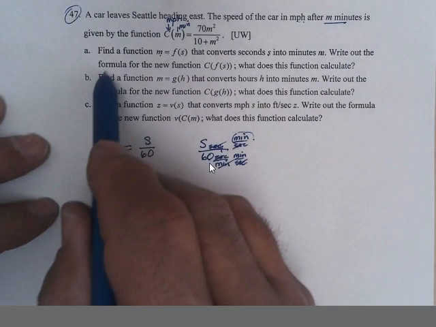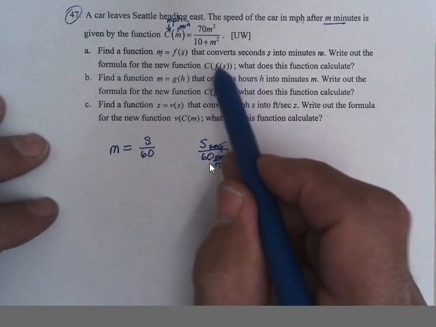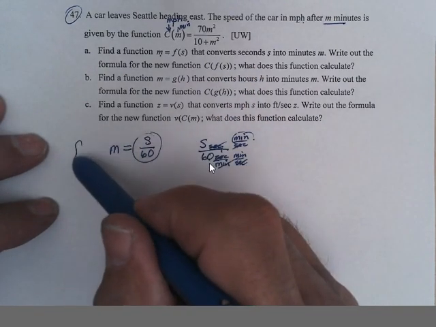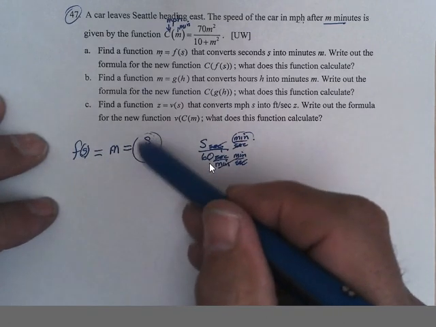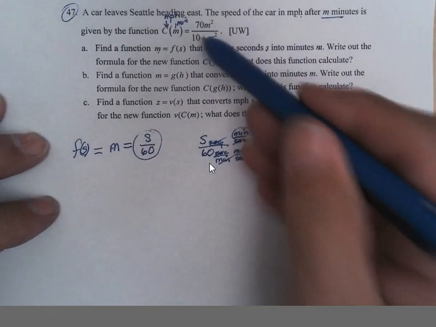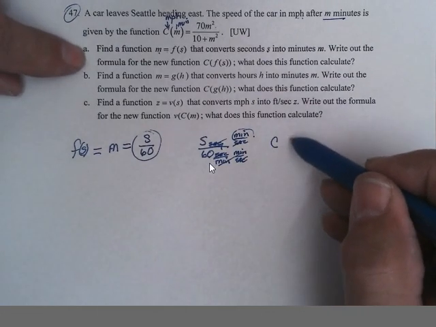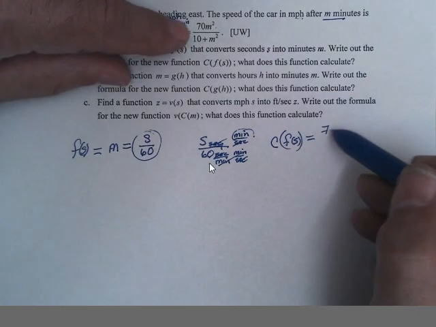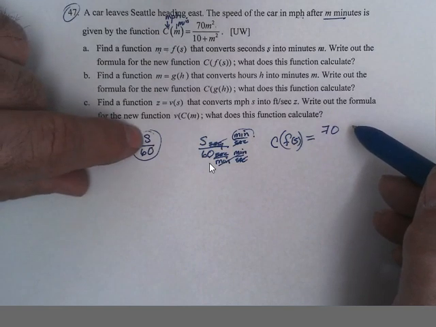Then write out a formula with the new function C of f of s. So this was this f that takes seconds and comes up with minutes. We're going to put this in for the minutes in this one. So our new function, C of f of s, is going to be this 70, but in place of minutes, we're going to do s divided by 60.